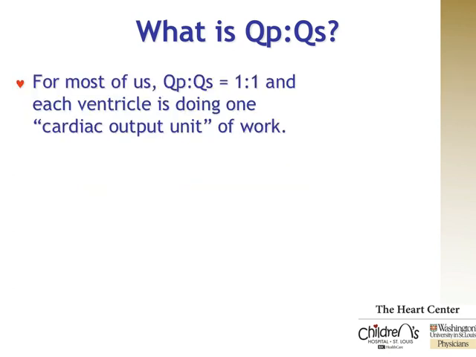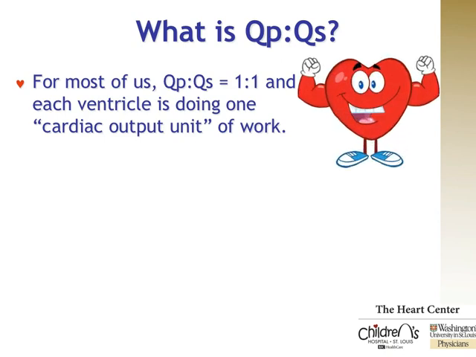And how is that useful? Well, for most of us and most people with a normal heart, the QP/QS ratio is 1:1. The pulmonary blood flow equals the systemic blood flow. We have 2 ventricles, and each one's doing a single, if you will, cardiac output unit of work. And that usually results in good cardiopulmonary efficiency, and the heart's healthy and happy doing that amount of work.